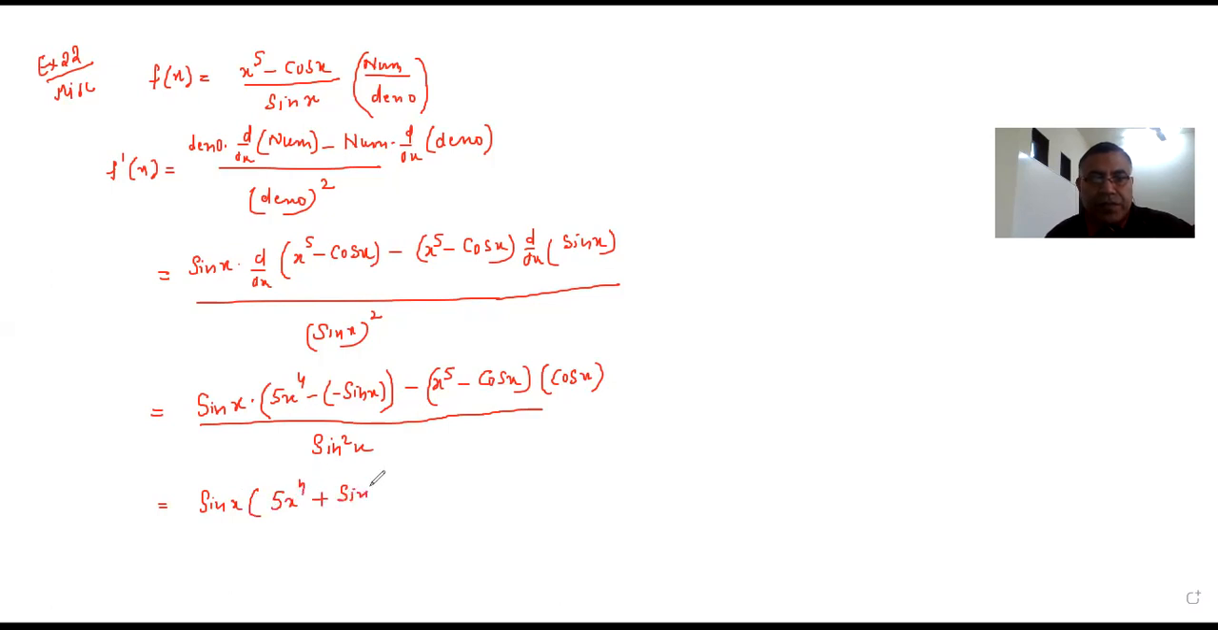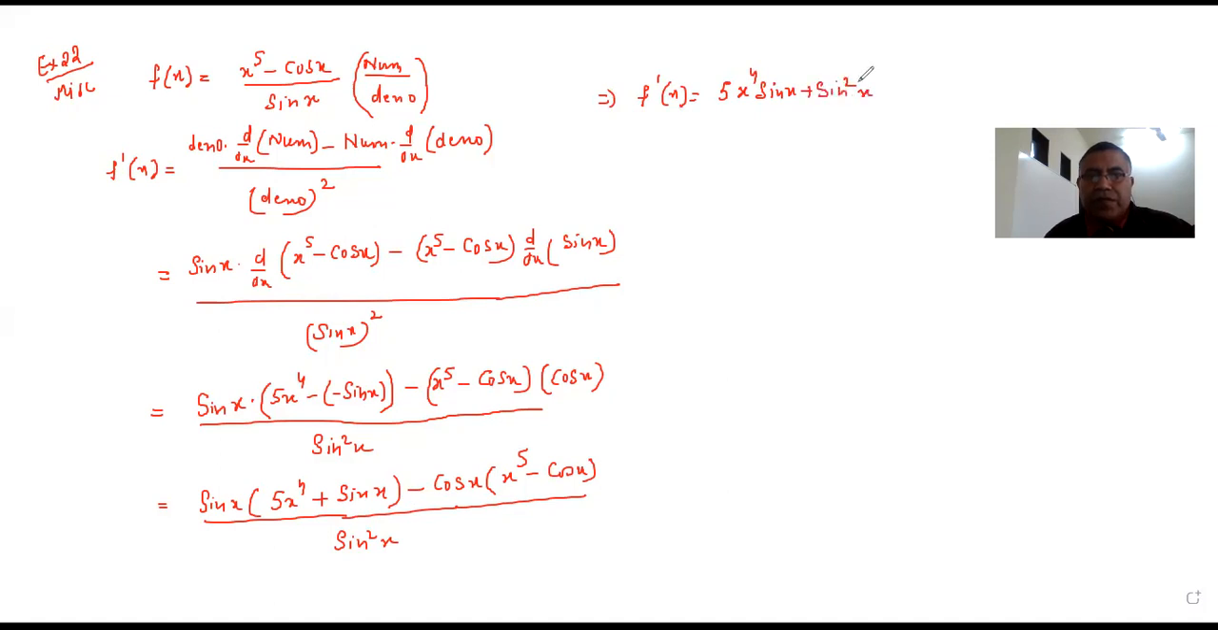So this is sin x (5x^4 plus sin x) minus (x^5 minus cos x) cos x upon sin square x, which implies f dash x is equal to, अब देखिए मल्टीप्लाई कर लीजिए, 5x^4 sin x plus sin square x minus x^5 cos x plus cos square x over sin square x.